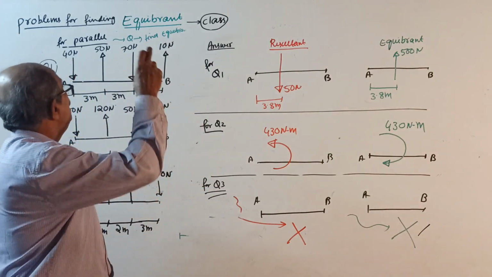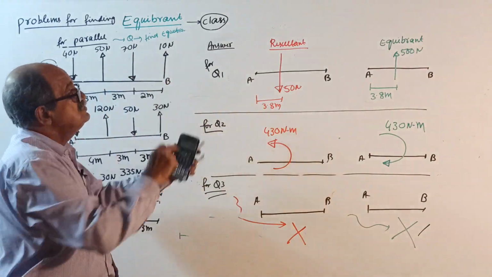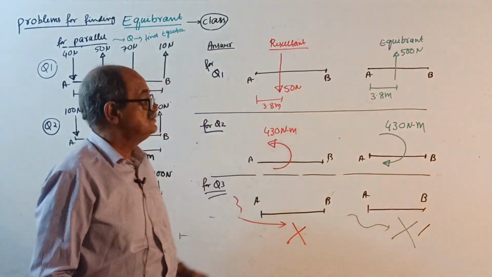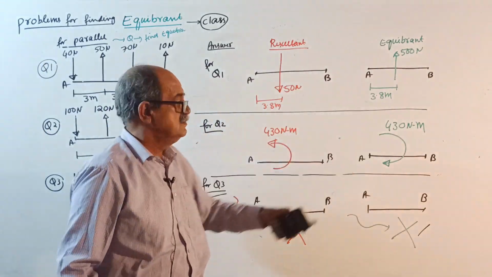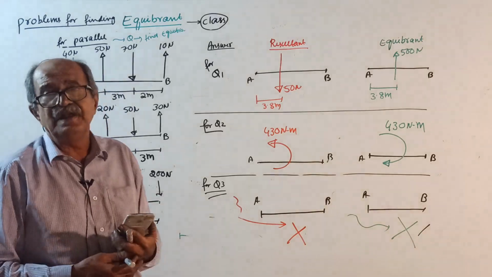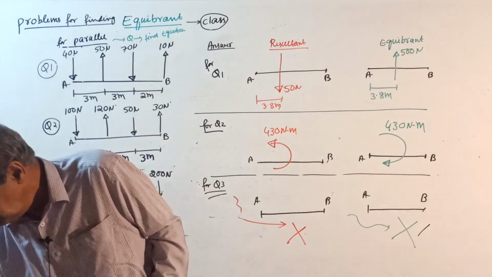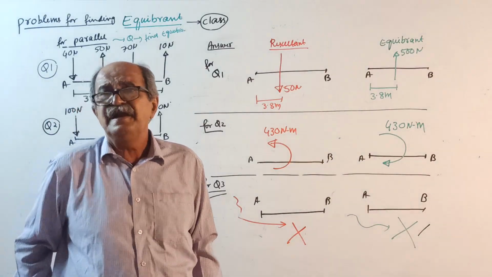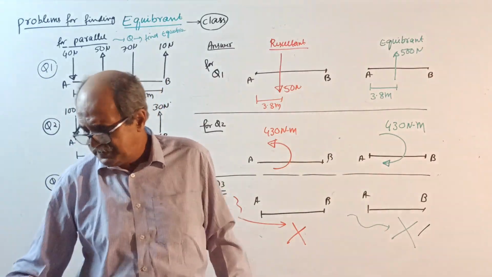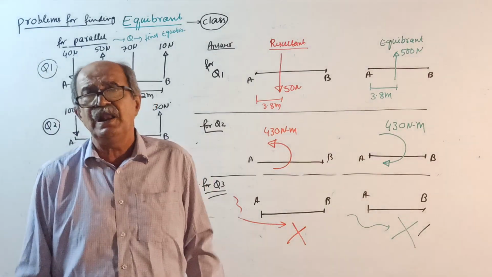So first question, resultant is force, equibrant also is force. Second question, resultant is couple, equibrant also couple. Last question, neither resultant nor equibrant. Now solve all the questions. Get ready. This is class number 10, lecture number 11. Thank you.